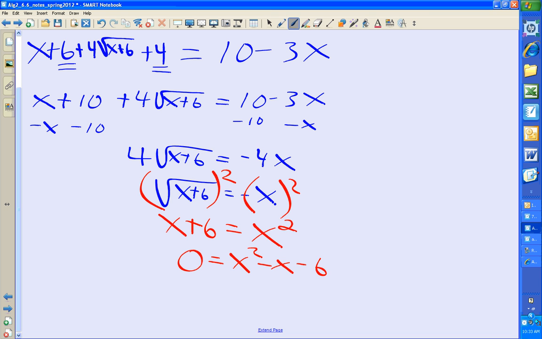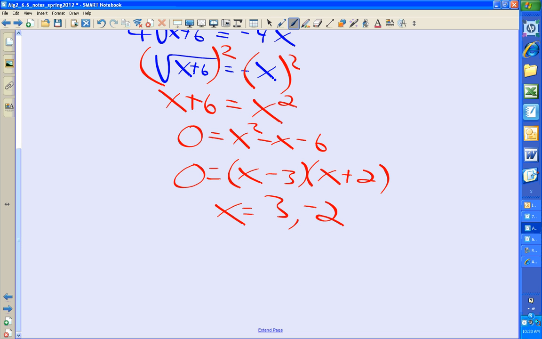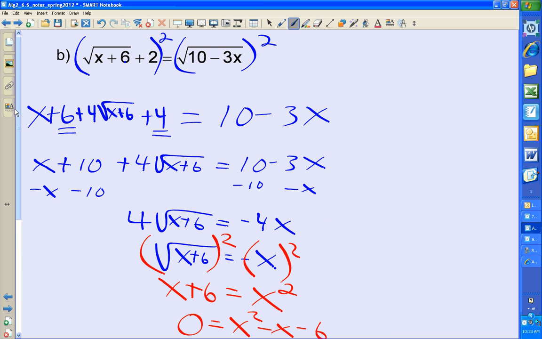How's it factor? x what? So x is going to equal 3 and negative 2. Now, you've got to check those all the way back to the beginning. You have to go back and check these all the way back at the top.